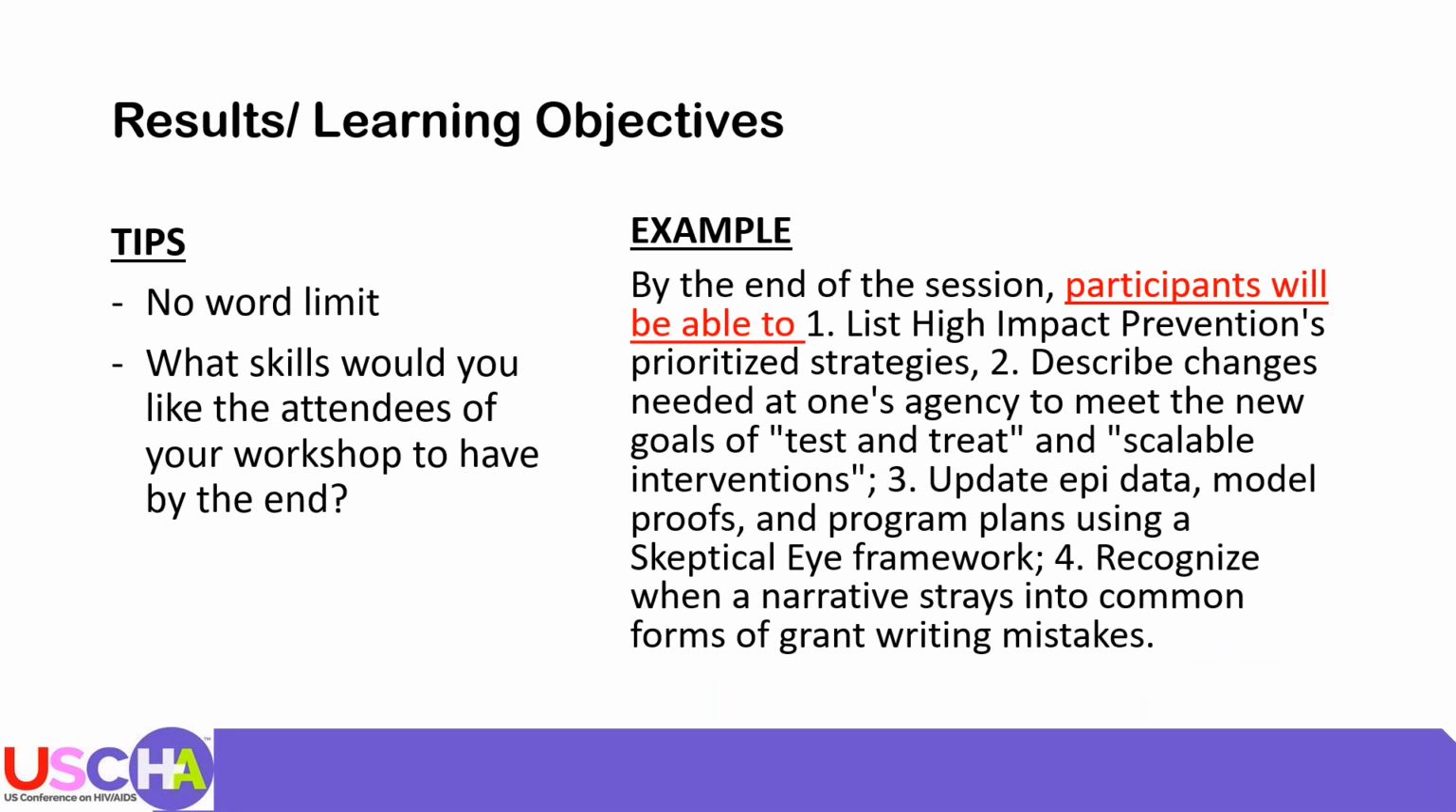Next, the results and learning objectives. Again, no specific word limit. However, again, we recommend you keep it to 500 words or less. Here you want to give what skills the attendees of your workshop would have by the end. You want to keep this very clear and straight to the point. In the example, you'll see the writer wrote out, by the end of the session, participants will be able to, and gave 4 very clear things that as a result of attending that workshop, those attendees will have those skills.